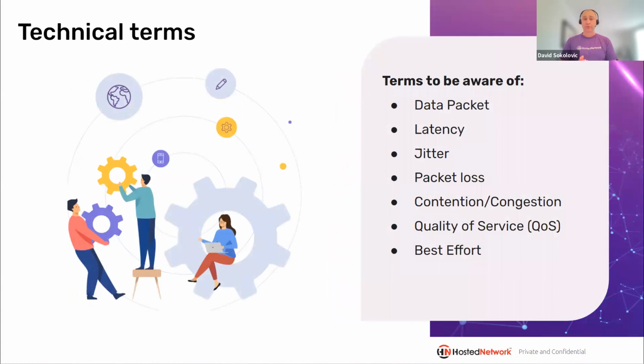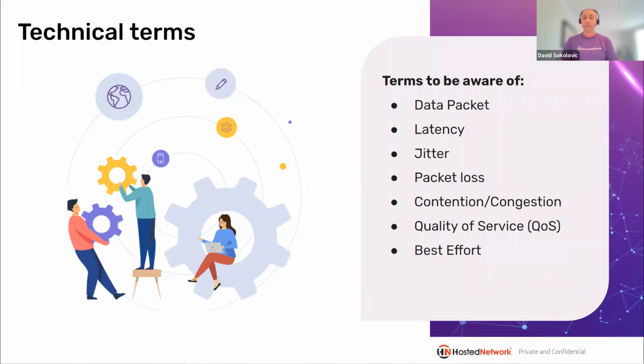So, some technical terms. I don't want to bore you with too much technical information, but here are some terms that you need to be aware of. The first one is data packets. When we're moving data around, we aren't doing it in one big chunk. Data is chopped up into smaller chunks called data packets. Then we send these in sequential order to the destination and put it back together in a useful format.